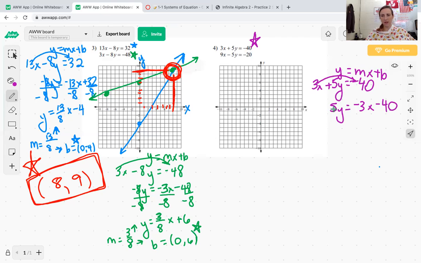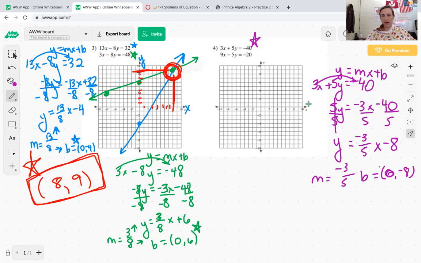And now we're good. We've got to still get y by itself, so we're going to divide everybody here by positive 5. So 5, 5, 5, 5's cancel. y equals a negative 3 over 5 doesn't reduce, so it just says negative 3 over 5x. And now negative 40 divided by 5 is a negative 8. So his slope is going to be a negative 3/5. And we're going to begin at 0, negative 8.